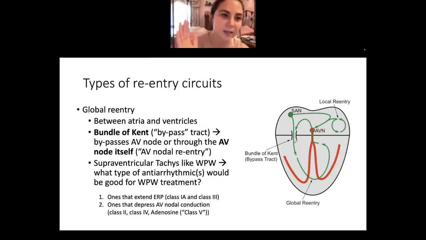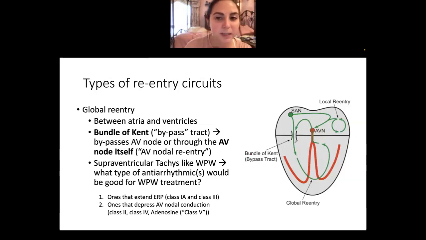So if you're extending the refractory period, making it impossible to generate another action potential, even if you come across our reentry circuit, it's really not going to do much. So that's why it's really good to extend the effective refractory period. A lot of the antiarrhythmics do that.